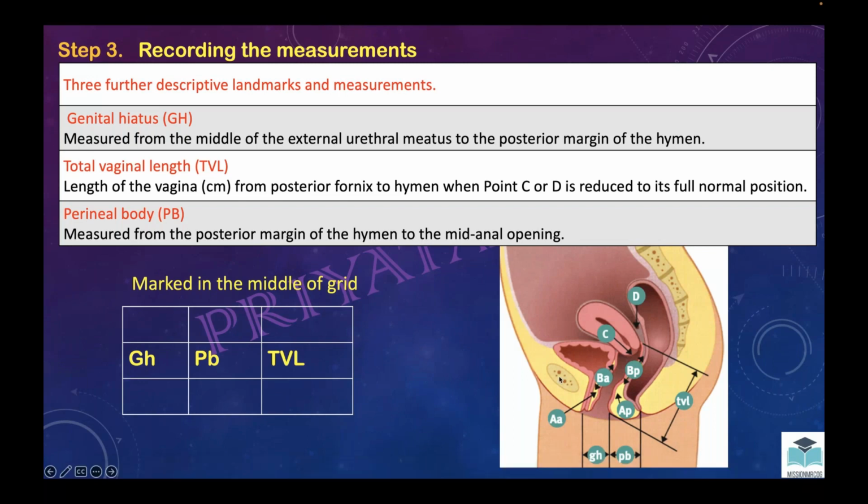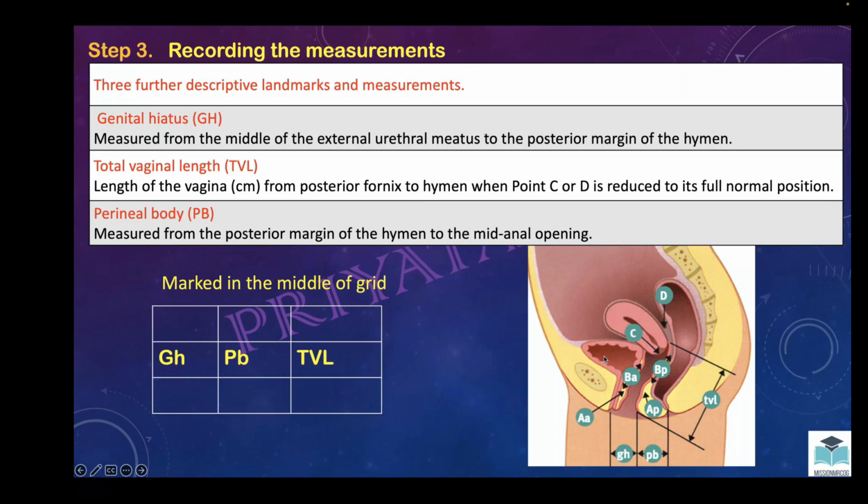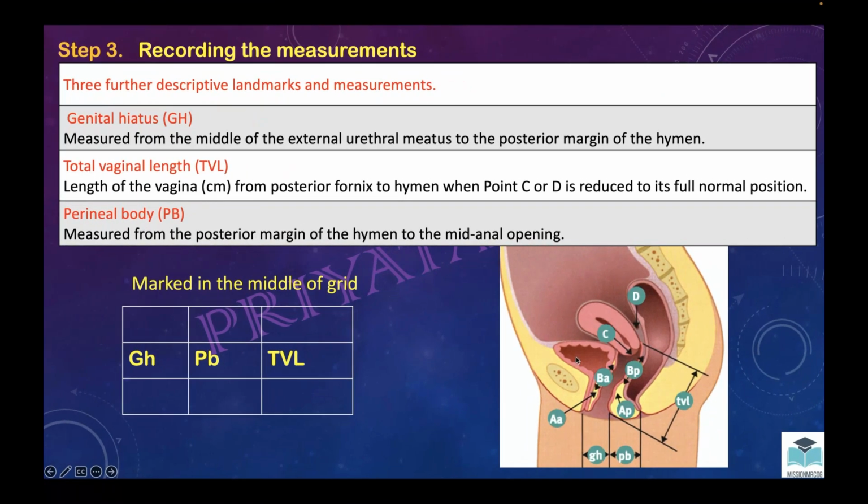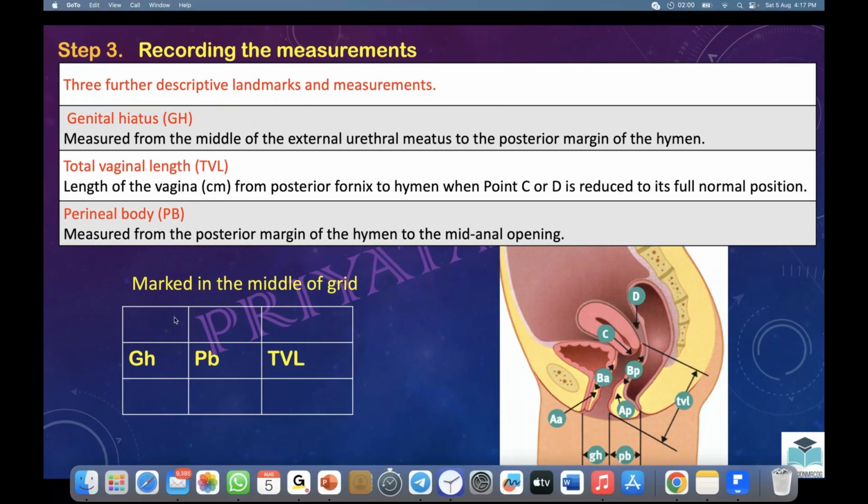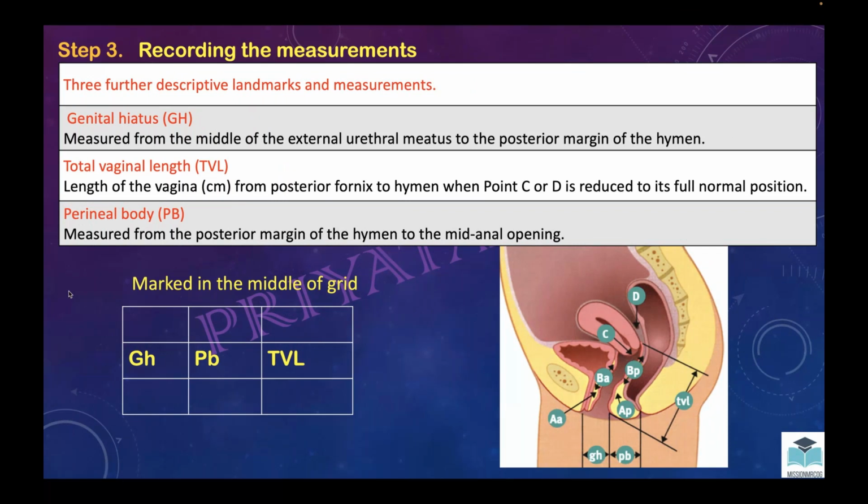TVL is the total vaginal length. So when the prolapse is completely reduced, then TVL will be measured. And coming to the perineal body, it is from the posterior margin of the hymen till the mid anal opening. So this is your perineal body. Usually perineal body length is like 4 centimeter.